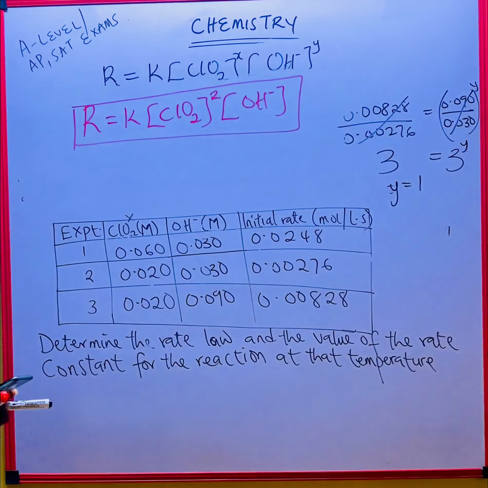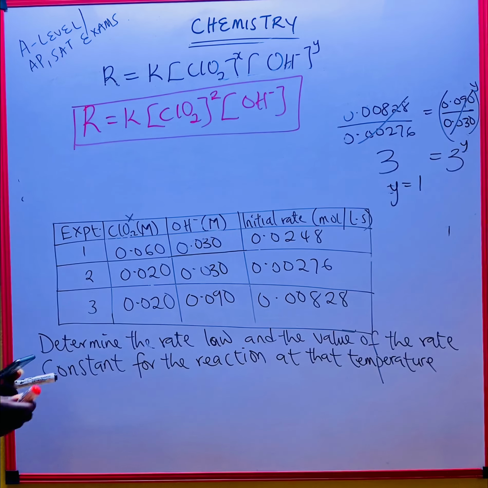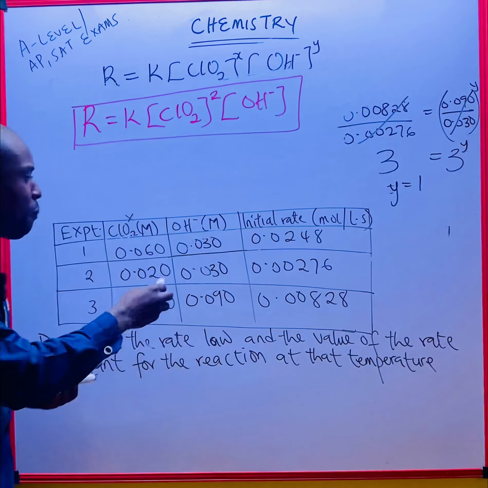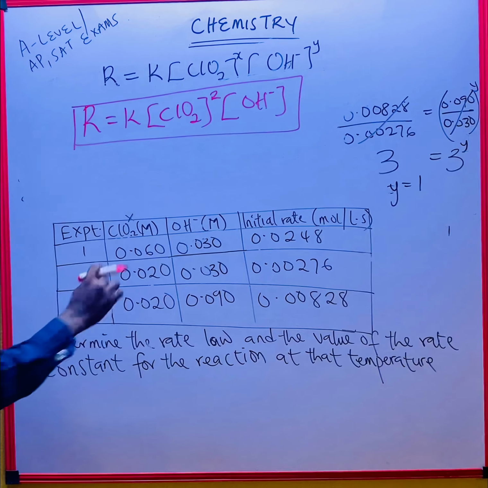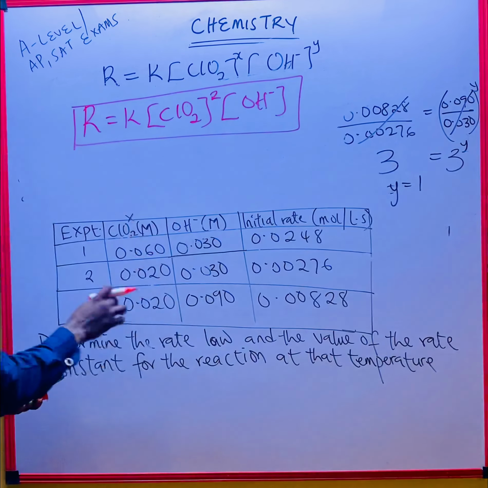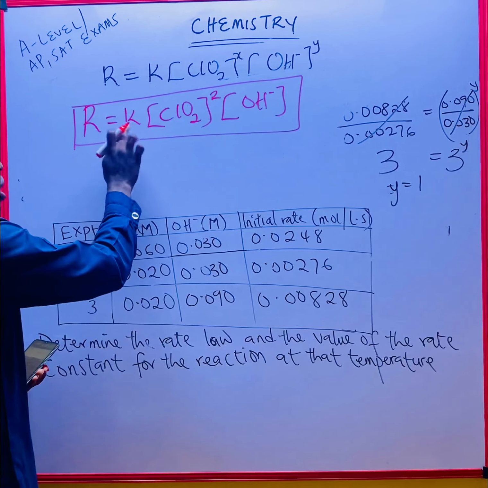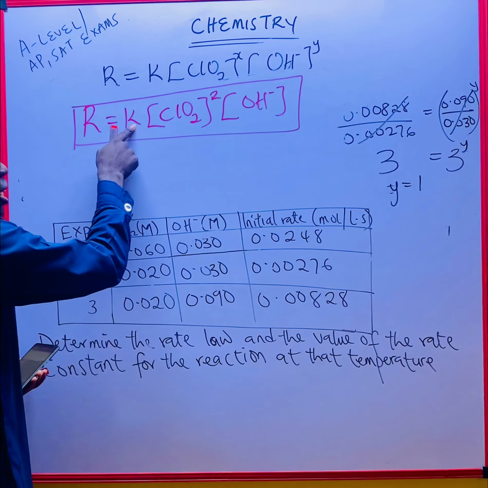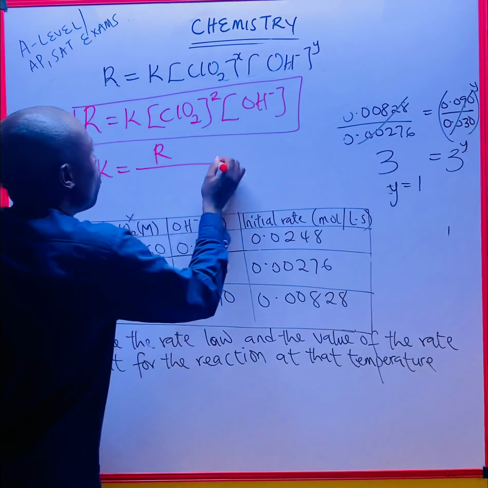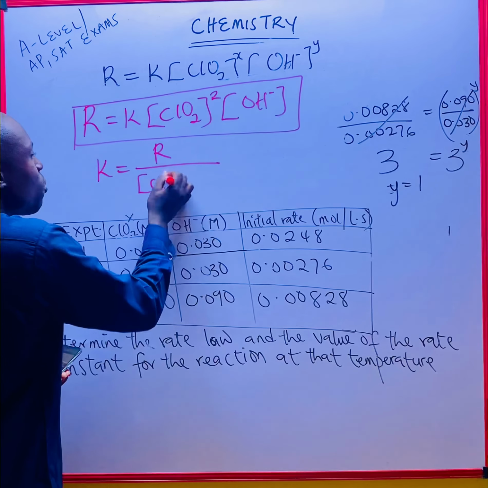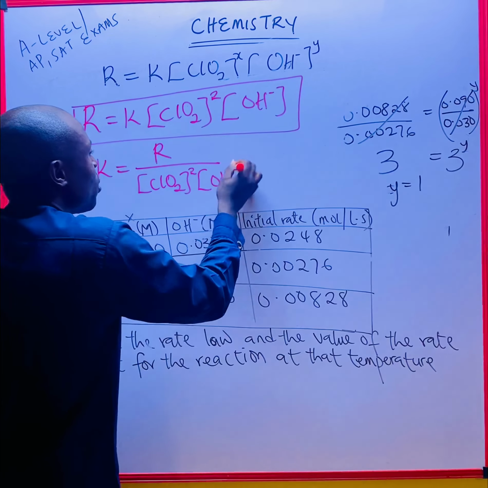And the next question says, determine the rate constant. Very simple. To determine the rate constant, pick any of the experiments and insert the values there, you get your answer. You can pick any of the experiments, it can be experiment 1, 2, or 3. Any one should get the answer. So if I'm looking for K, the rate constant, I make K the subject of the formula, which is K is equal to the rate over chlorine dioxide squared and hydroxide ion.